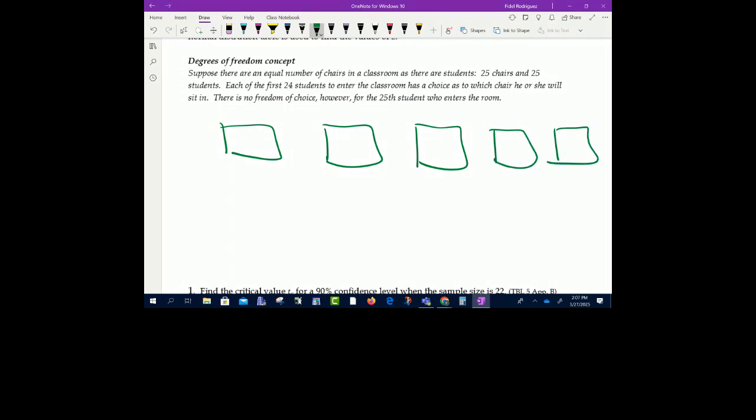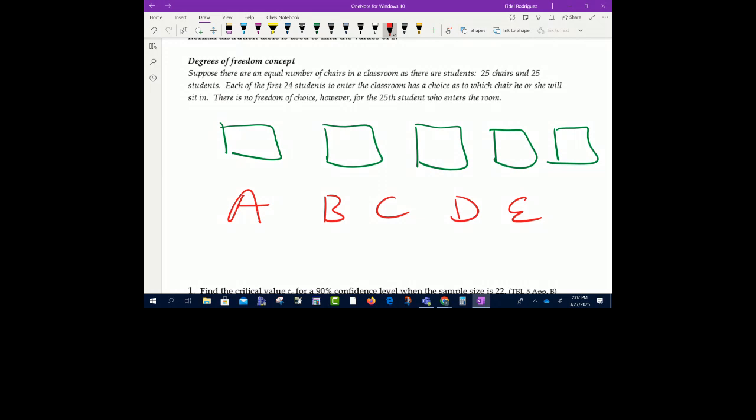So look, y'all, I wrote a little paragraph here that talks about the degrees of freedom. And it says, suppose that there's an equal number of chairs in the classroom as there are students. So 25 chairs, 25 people. It says each of the first 24 students in that classroom has a choice as to where he or she is going to sit, but there is no freedom of choice for the 25th student. Y'all, I'm going to make this even easier. Suppose we have 5 students and we have 5 seats. Okay, so those are my seats. Suppose we have students, I'm going to keep this real simple, y'all: A, B, C, D, and E.